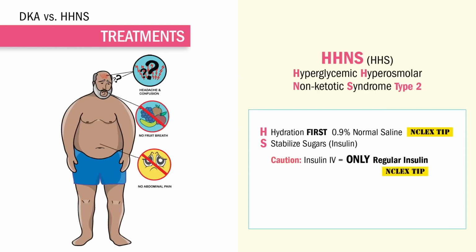And just like DKA, we correct the sugars slowly with key term hourly blood sugar checks and insulin going from IV bolus to subcutaneous injections. We land that sugar slow. Now, as far as potassium for HHS, out of 10,000 questions we took while making the script, the potassium only came with DKA. So guys, remember, adding potassium for DKA.